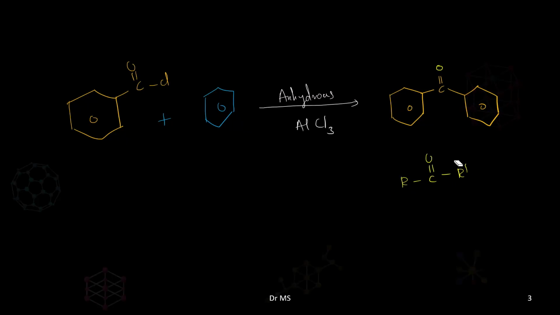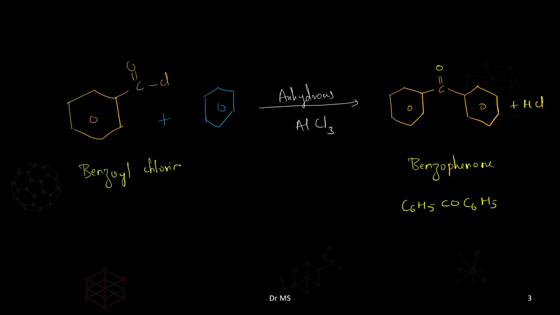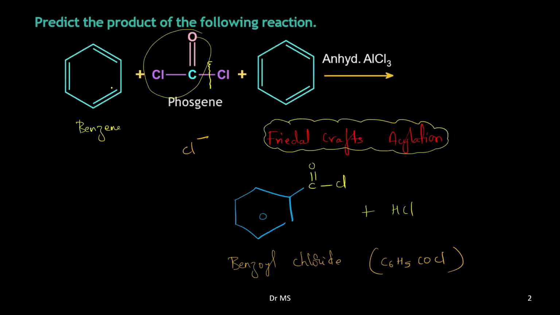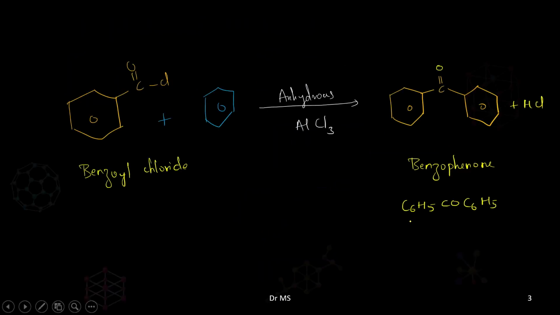So what is this? It's a ketone, right? So we call this benzophenone, which is nothing but the ketone. You can write it like this: C6H5COC6H5. And the HCl will be formed as a byproduct. Okay, so just remember the benzoyl chloride will further react with the benzene in the presence of anhydrous aluminum chloride. So the Friedel-Crafts acylation will keep on continuing till it forms the ketone. Okay, so the benzene will finally turn out to be the ketone. Understood?